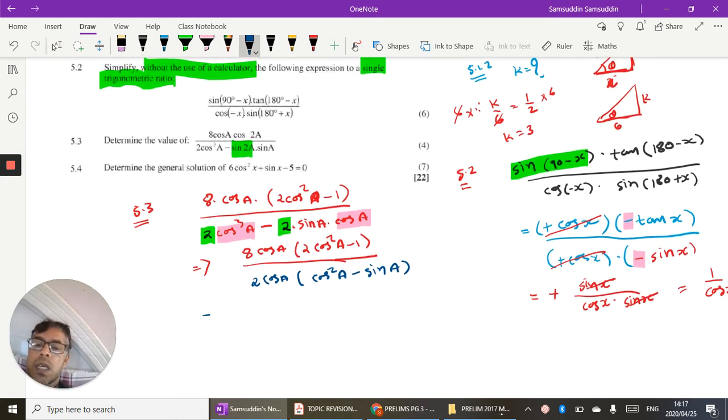Let me see what I can do here. Cosine A and cosine A will get cancelled. 2 and 8 cancels by 4. So I'll be left with 4 times 2. Let me see first of all what I can do in denominator.